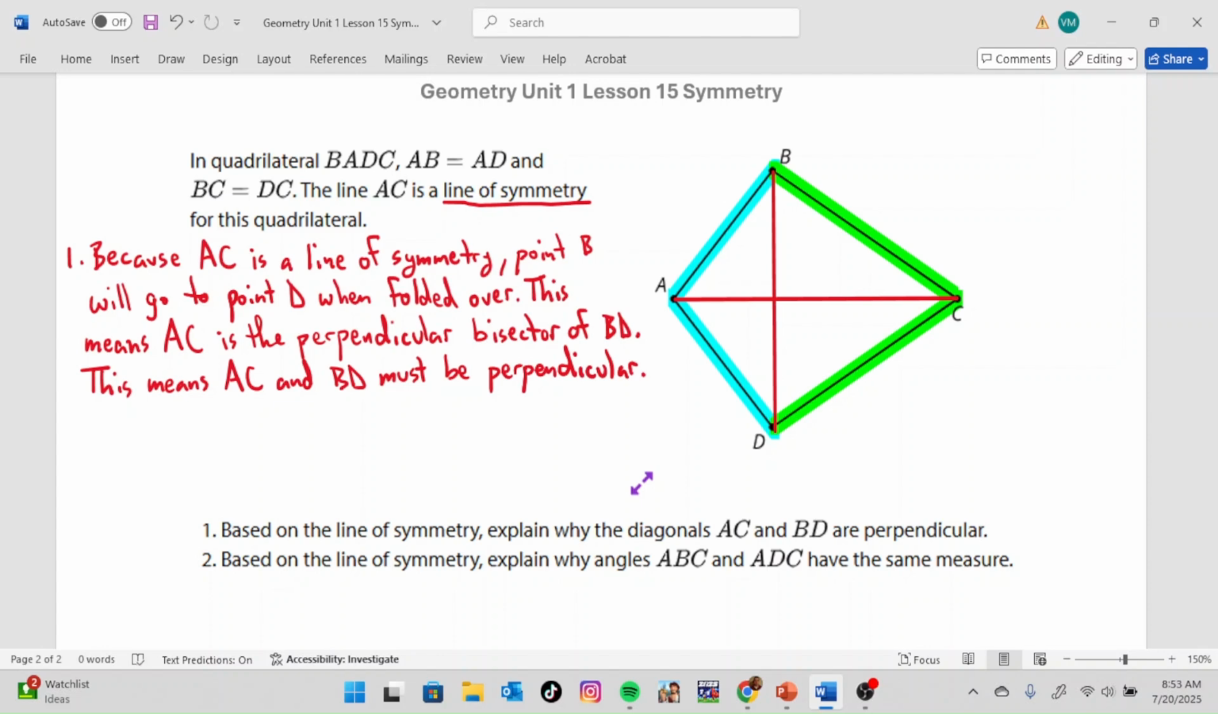So if I know that AC is the line of symmetry, then I know that I can fold the top down or the bottom up. And when I do, points B and D are going to be in the exact same spot. Therefore, AC must be the perpendicular bisector, which means these two lines must be perpendicular.